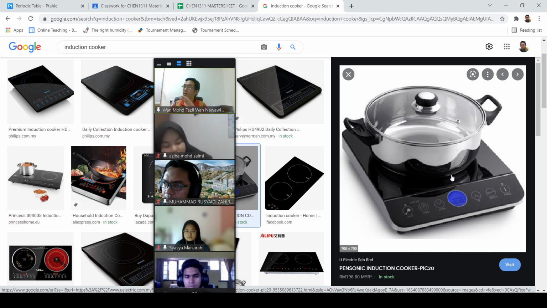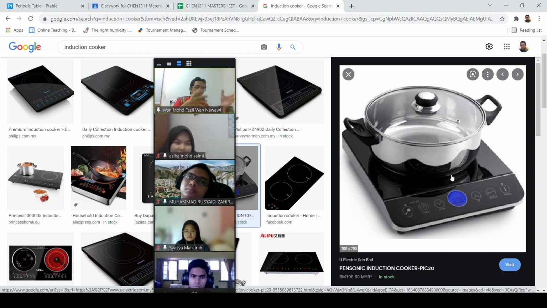Just to show you that things like normal stainless steel have a lot of story behind them. There are stainless steels that you can buy, but if you buy a certain type of stainless steel, then you cannot use it for this induction cooker.